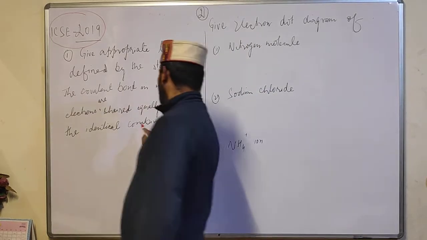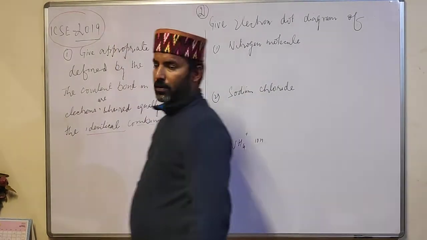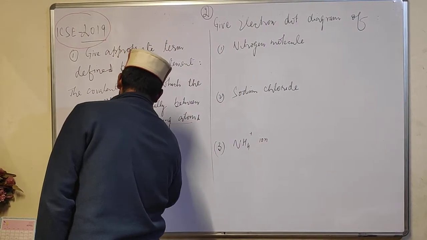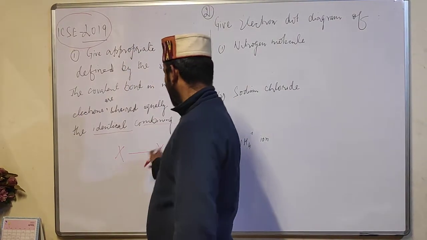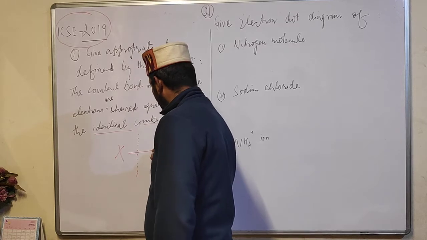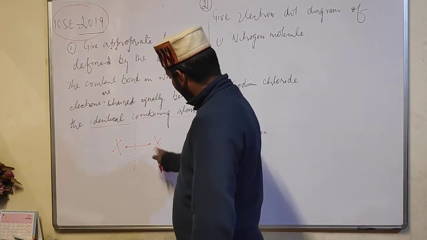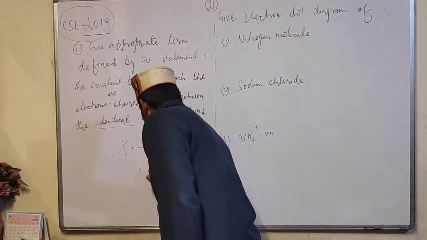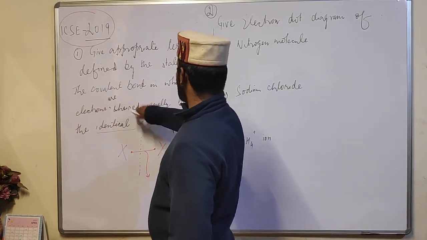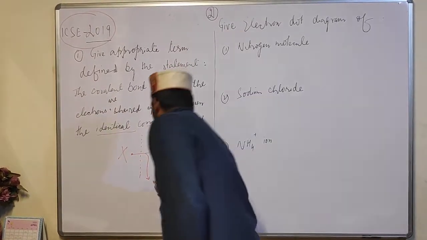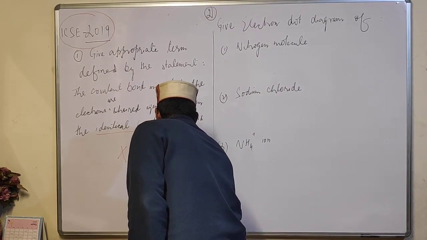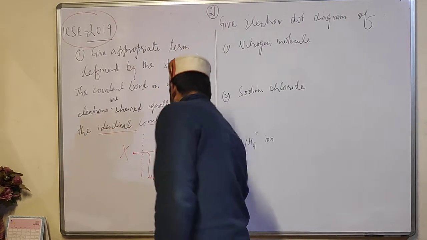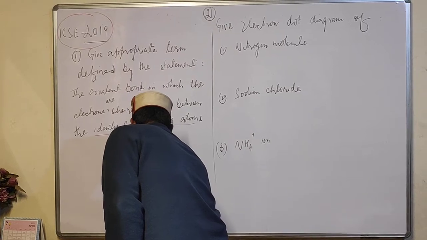So listen students, since the combining atoms here are identical, say if I am taking X covalently bonded to X, and since the atoms are identical, they contribute an equal number of electrons to the shared pair, and the electronegativity difference between them is 0. So the answer is: the covalent bond defined by the above statement is a non-polar covalent compound. Non-polar covalent compound.